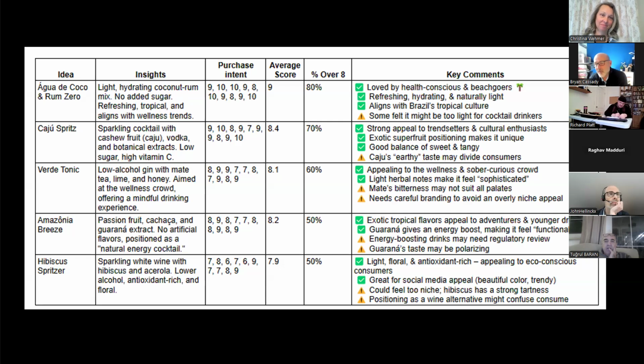iPhones work because they're polarizing. Teslas are really polarizing right now. But what you're looking for is ideas which score high in one direction. And what we're looking at is the number of times that somebody scores over an 8 on purchase intention. And we've got this coming together.